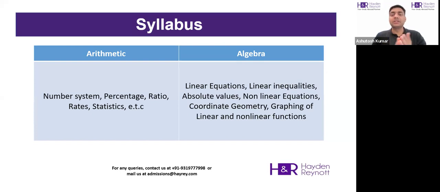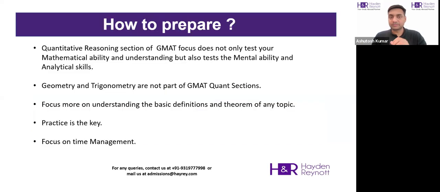In the algebra part, you have linear equations, inequalities, absolute value, non-linear equations, coordinate geometry, linear and nonlinear functions, graphing. So there is no geometry section now in the quant section, but since the questions are based on graphing, like slope, x-intercept, and y-intercept also, that coordinate geometry you are going to learn in the algebra part only. So there's no separate geometry or trigonometry section, but you have to learn the coordinate geometry in algebra. That is important to note for the new GMAT Focus.